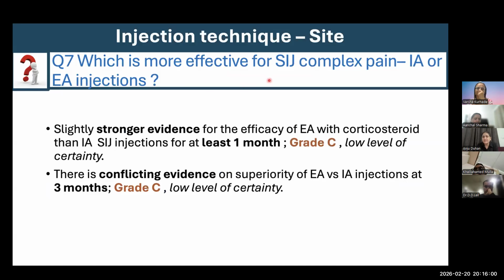Which is more effective for SIJ complex pain, intra-articular or the extra-articular injections? There is strong evidence for the efficacy of extra-articular injections with corticosteroids at least for 1 month. However, there is conflicting evidence on superiority of extra-articular injections at 3 months.